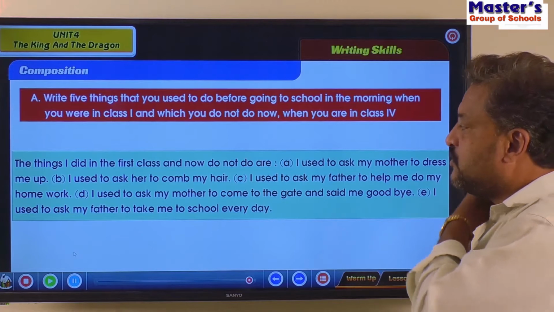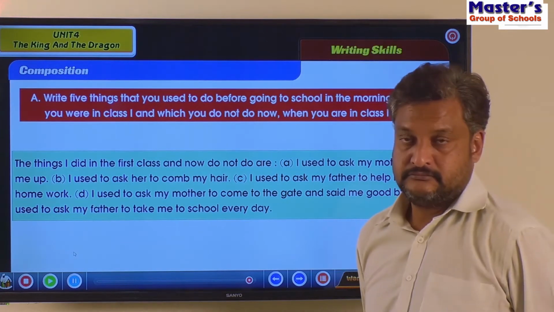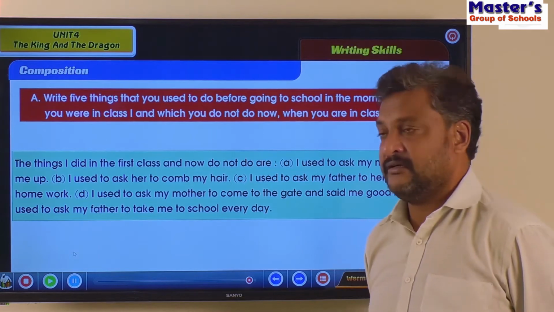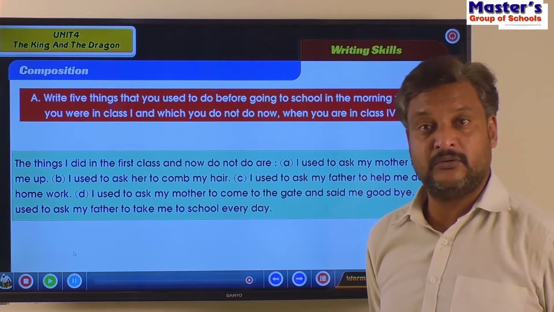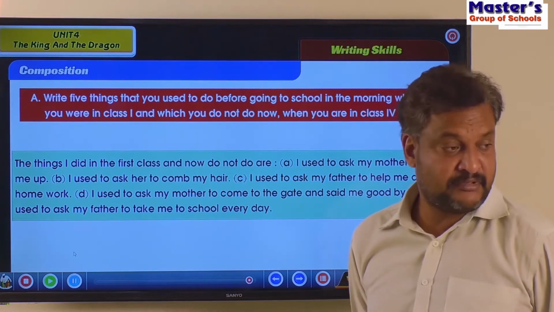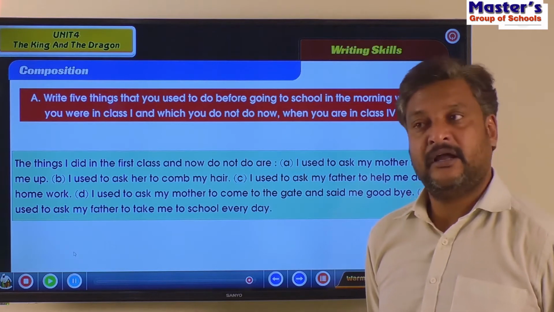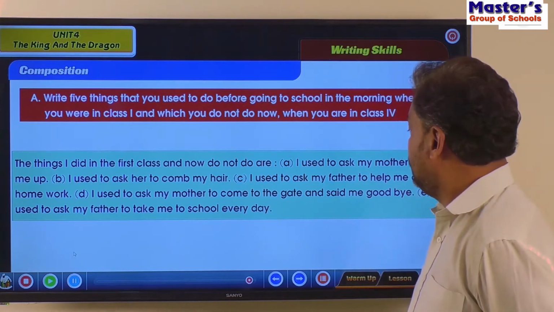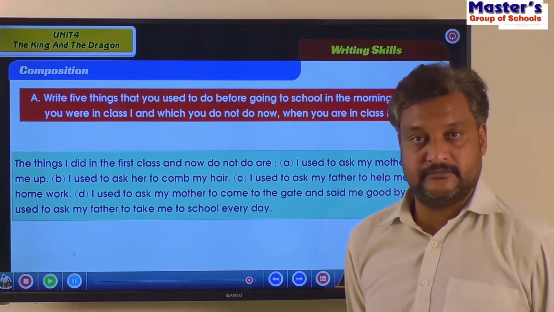D. I used to ask my mother to come to the gate and say me goodbye. Mother may be in some works, doesn't matter. She should come to the gate and say me goodbye. Only then I used to go to school. Now I'm grown up. I can see mother being busy with some other works, so I simply say her bye and I go. 5. I used to ask my father to take me to school every day.